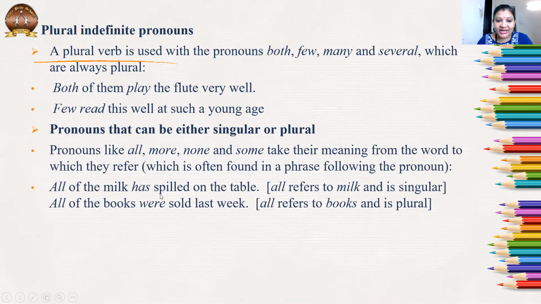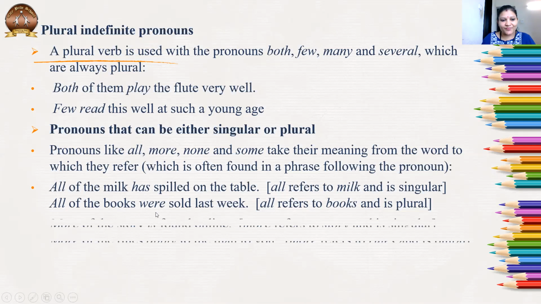All of the milk has spilled on the table. Now here, all refers to milk, that is singular. All of the books were sold last week. Now here, all refers to books and is plural. So depending on what this word is referring to, we use the verb. Here, milk is an uncountable noun, so it is singular and the verb is singular. But books is plural, so the verb is also plural.